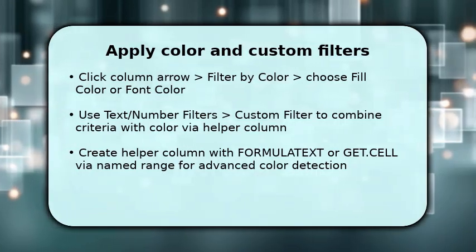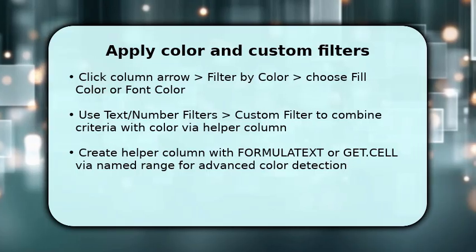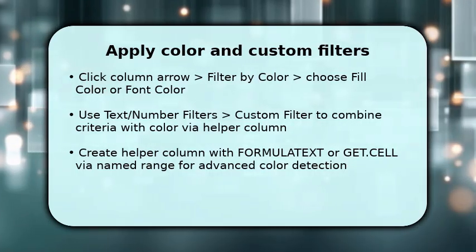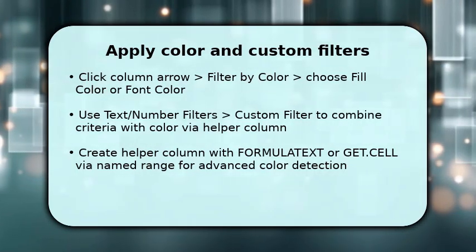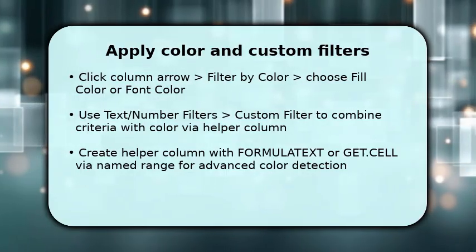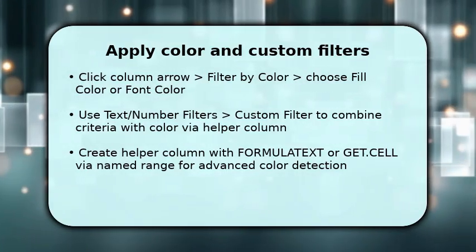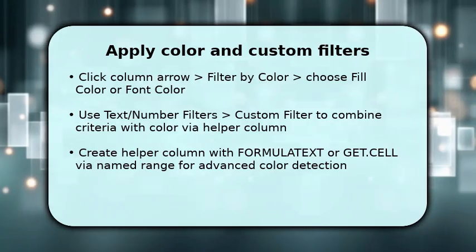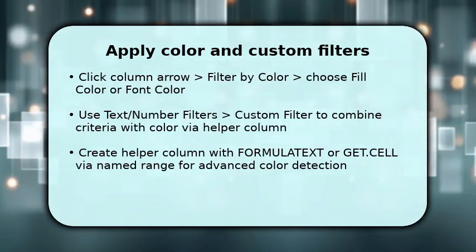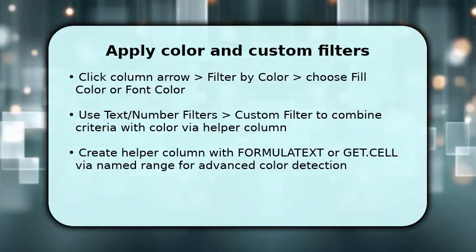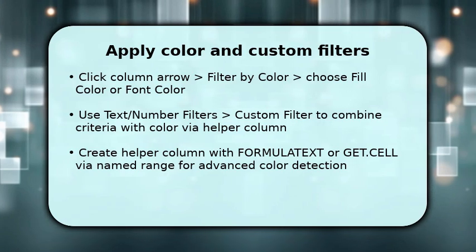If you need mixed logic, create a helper column, use a color detecting formula or GET.CELL via a named range, then filter that helper alongside your main column with custom filter rules. Once done, use AND or OR conditions in the custom filter dialog to refine results. Make sure formulas recalc when changing fills.